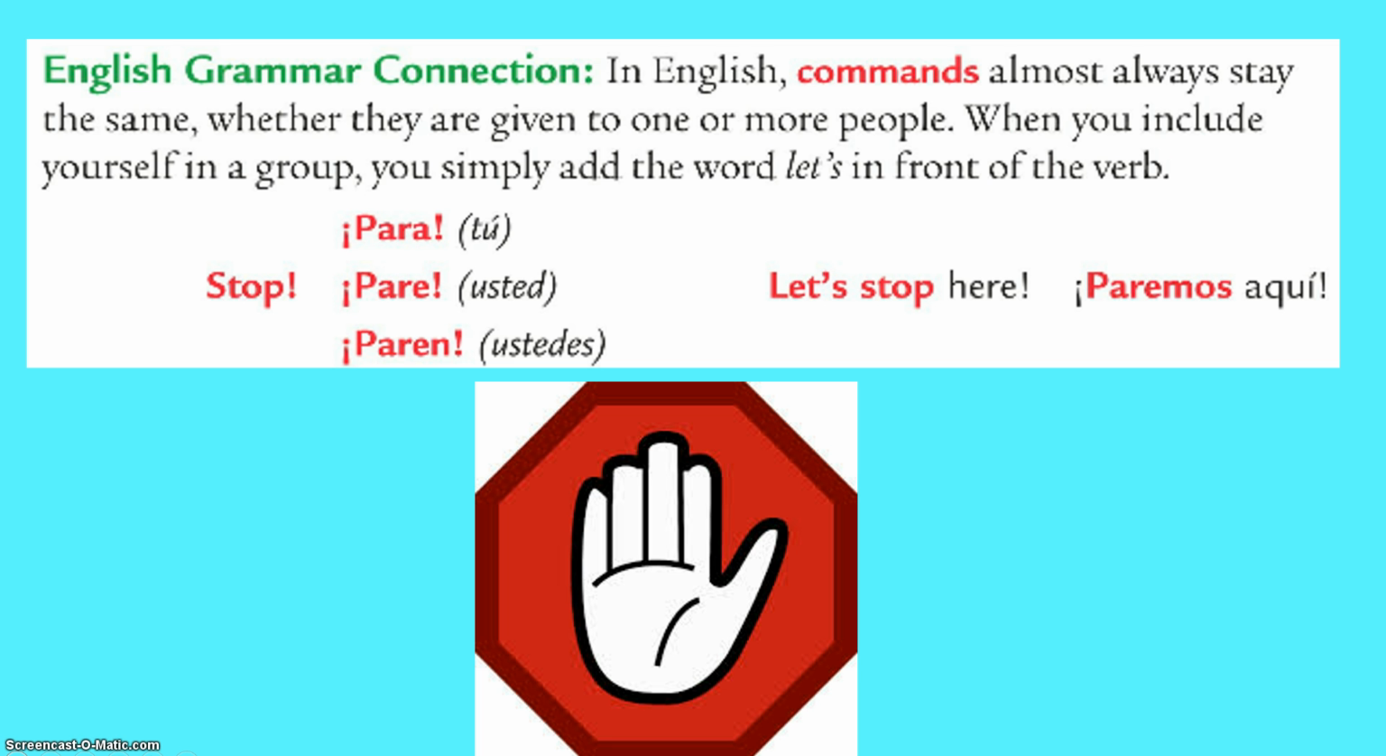Remember that in English, commands almost always stay the same, whether they are given to one or more people. So it doesn't matter if I was telling a little kid to stop, an adult to stop, or a group of people to stop. I use the word stop for all of them as a command. If I want to tell a group that I'm included in to stop, I just add the word let's in front of the verb, like let's stop.